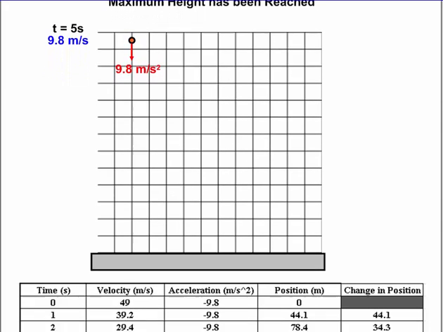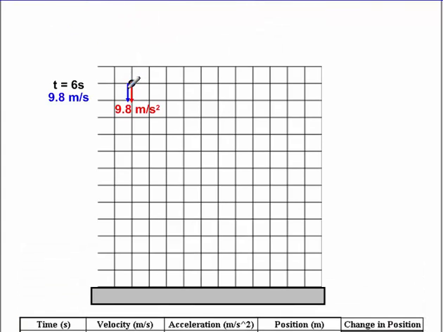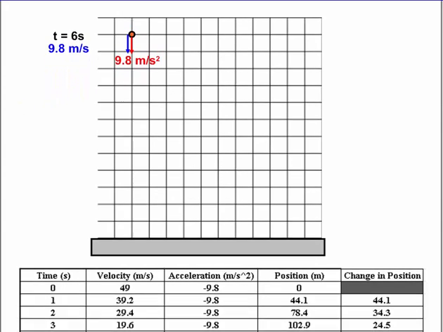We'll look at the table. At t is equal to 5, my velocity in the y direction is 0. My position is 122.5, and my change in position has only been 4.9 meters. And now, at this point, we're going to start going down. As we go down, our velocity is reversed and going the opposite direction. It's going to have the same magnitude as it did at 4 seconds, but a direction pointing down.